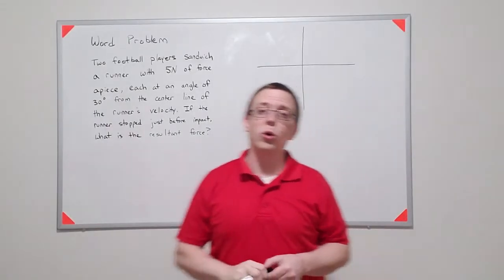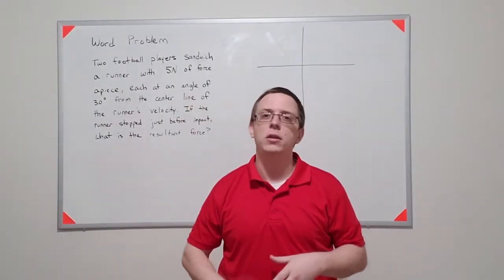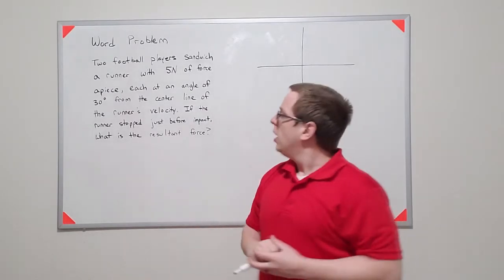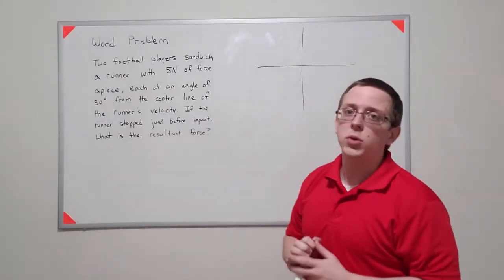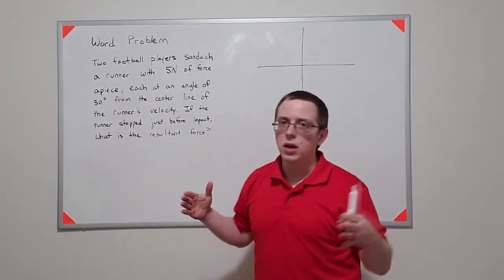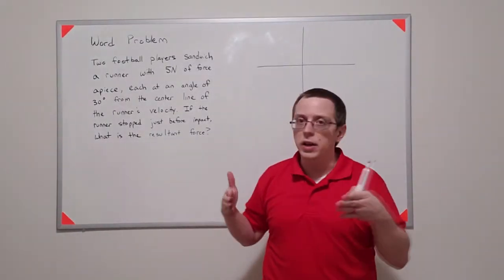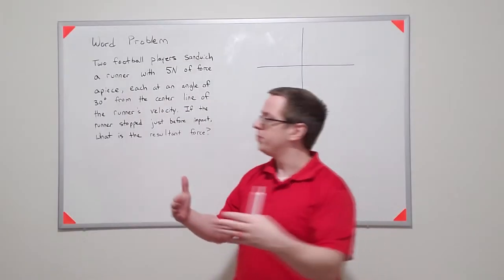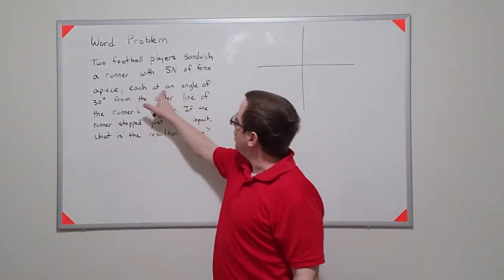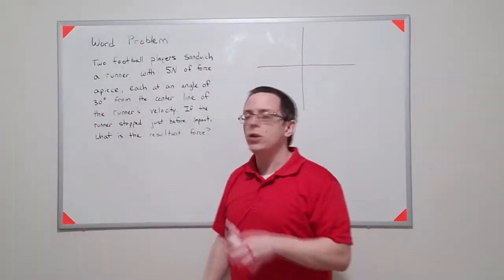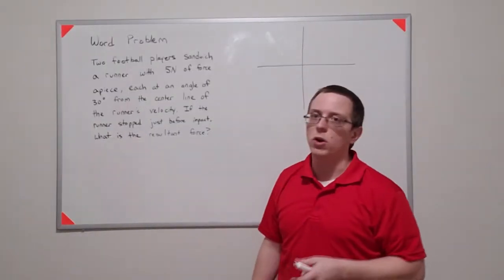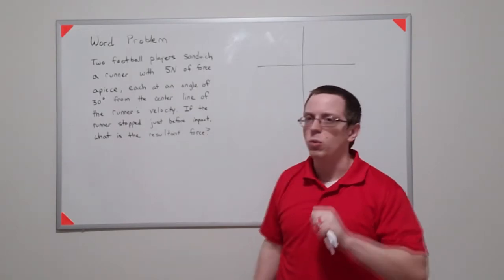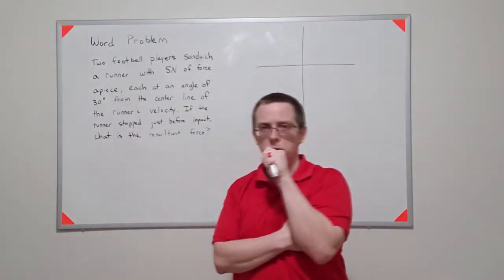All right, let's do a word problem. Now that we know a little bit about vectors, let's start using them. So we have a case where you have two football players sandwich a runner, and they each have 5 newtons of force, and they each come at an angle of 30 degrees from the center line of the runner's velocity. If the runner stopped just before impact, what is the resultant force?